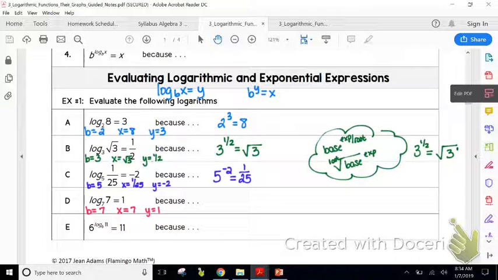So set it up in exponential form. You've got b, which is 7, raised to the y, which is 1, equals x, which is 7. Is that true? 7 to the first equal to 7? Yeah.